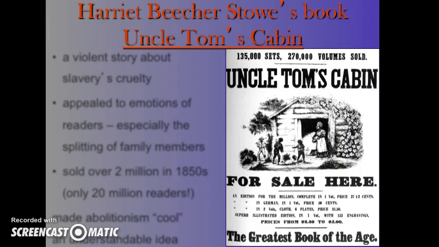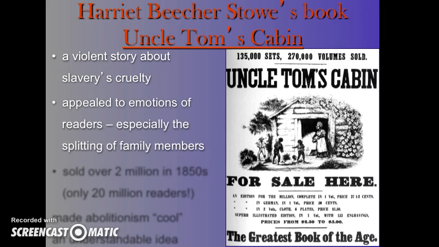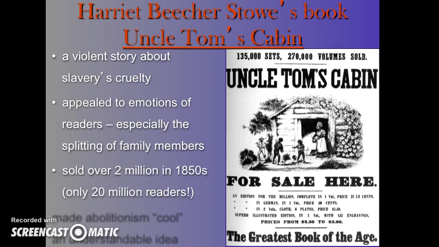Uncle Tom's Cabin. So here's a book that gets written by Harriet Beecher Stowe. Tells the violent story of cruelty of slavery, really appealed to emotions of readers. There's a very wrenching scene where the slave mother has to give up her child, get separated from her child, and that really wrecks the emotions of folks in the North. Sold millions of copies, and makes abolitionism not just a political idea, but something relatable, understandable.